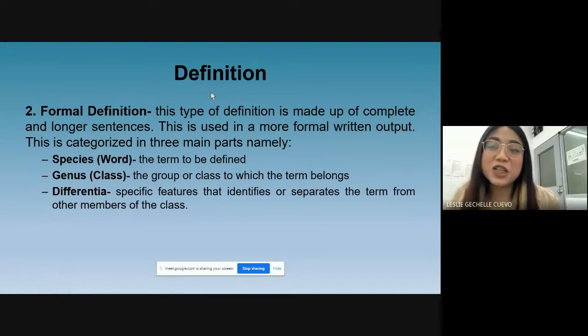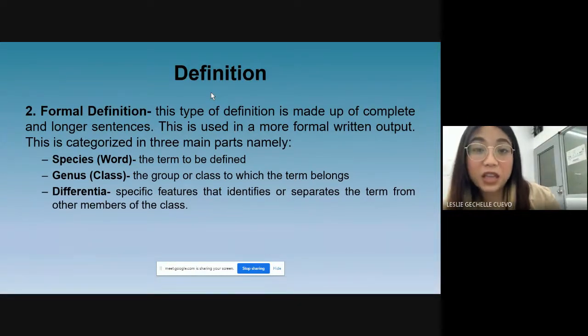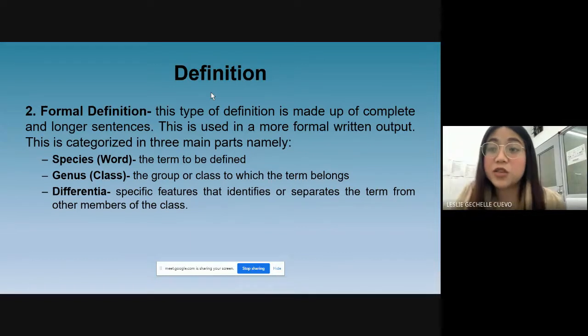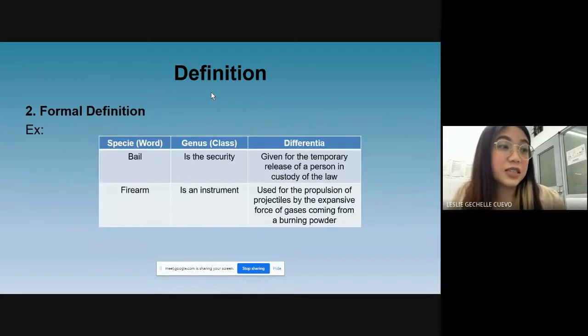This type of definition is made up of complete and longer sentences. This is used in a more formal written output. This is categorized in three parts. Three main parts, namely species, genus, and differentia. Species is the term to be defined. Genus or class is the group or class to which the term belongs. And then differentia, specific features that identify or separate the term from other members of the class.